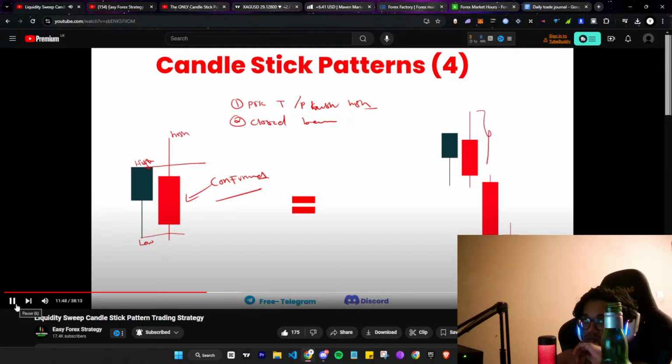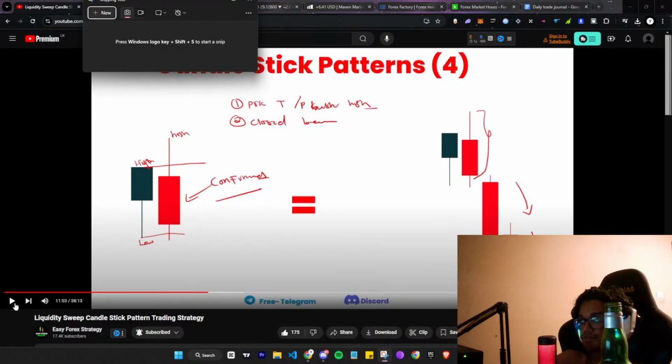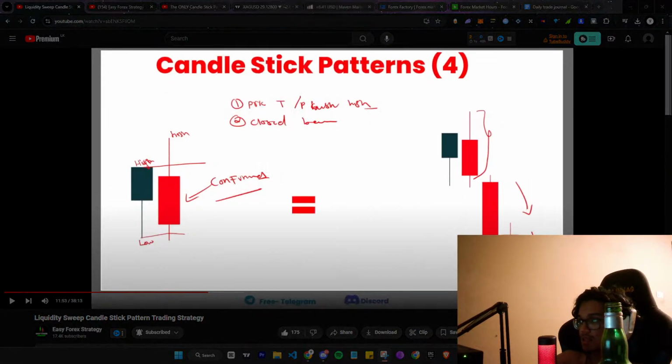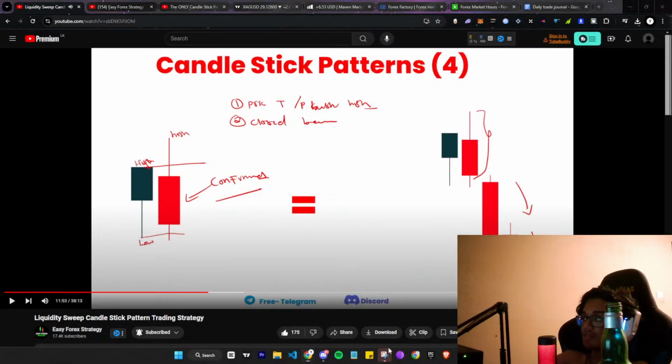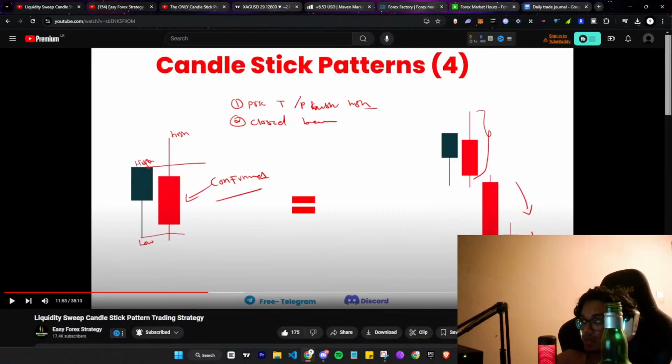Okay, so we can see after price has made this candlestick, price just shoots to the downside, and it basically engulfs. This is confirmation because we have an engulfing, because we have this liquidity sweep right after, and because of that we have a real reason as to why we're going bearish.